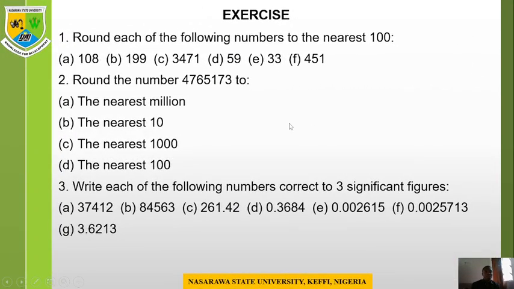Alright, I have an exercise for you to do. Round each of the following numbers to the nearest 10. A, 108, B, 199, C, 3471, D, 59, E, 33, F, 451. And the second question is round the number 4765173 to A, the nearest million, B, the nearest 10, C, the nearest 1000, D, the nearest 100. And the third exercise is write each of the following correct to three significant figures. We have A to G in this case.